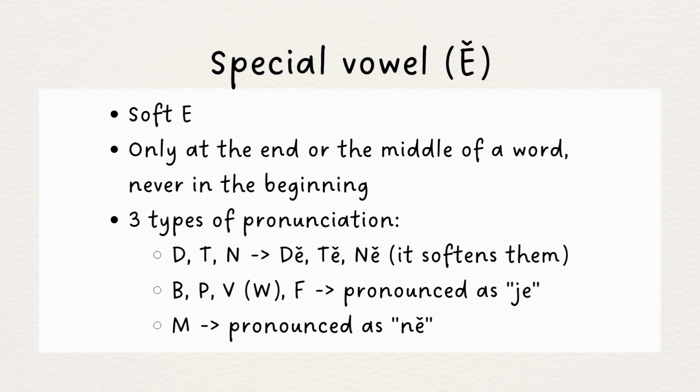Bě, pě, vě, fě. E with a hook can be pronounced as je in foreign words after W, but W isn't a letter of the Czech alphabet, so it's extremely rare. It would be pronounced vě, as with the V. The last category is m, where it's pronounced as mnye, so it sounds like this. Mně. Repeat after me. Mně.